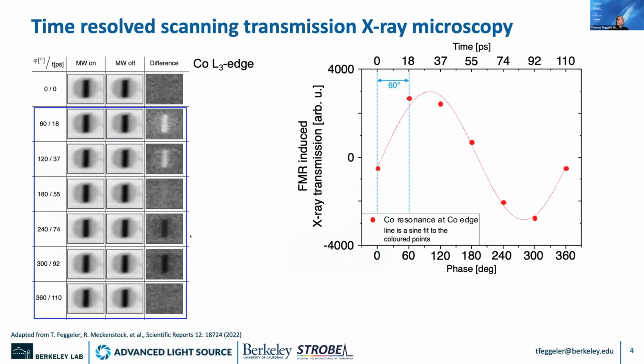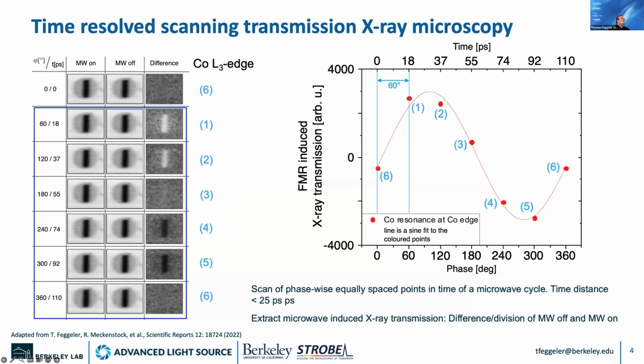How does such a measurement work? So basically, we are recording two sets of data, here on an example of a cobalt stripe deposited on a permalloy disk. This is a measurement at the cobalt L3 edge, and we are recording a data set with the microwave excitation turned on and one with the microwave excitation turned off, and have here a fixed phase difference of 60 degrees between the time points. And when we create the difference of these two data sets, we can extract the FMR or microwave-induced X-ray transmission, here shown for the uniform resonance of the cobalt stripe.